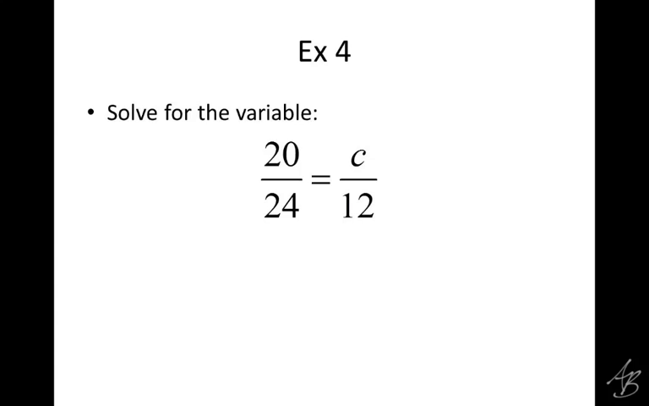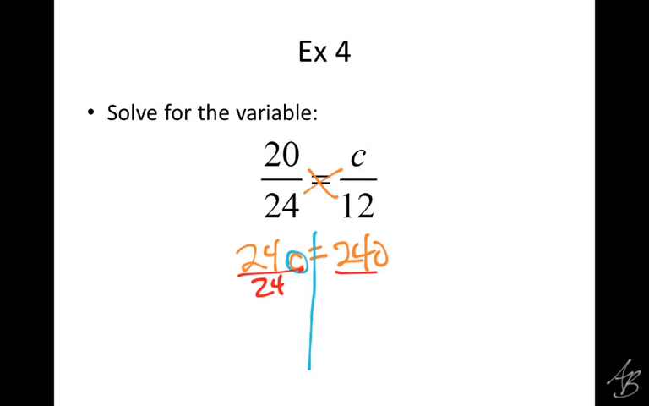All right, example 4 is pretty similar. Go ahead and try this one on your own. So we'll start by cross multiplying. C times 24 is 24c. 20 times 12 is 240, and we put an equal sign between them, and then what? So we'll divide on both sides by 24. 24's cancel, that leaves c, and on the right side, 240 divided by 24 is?